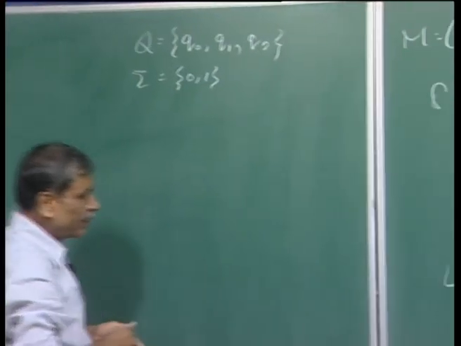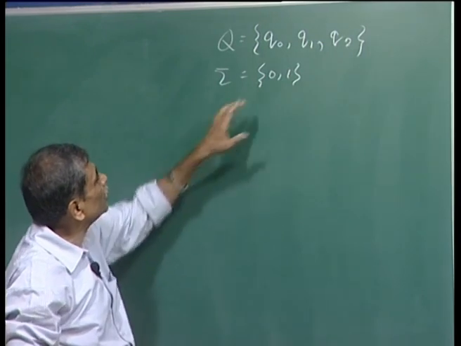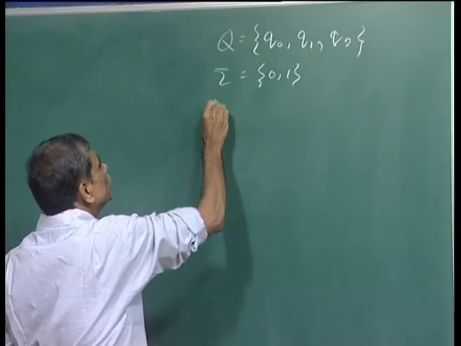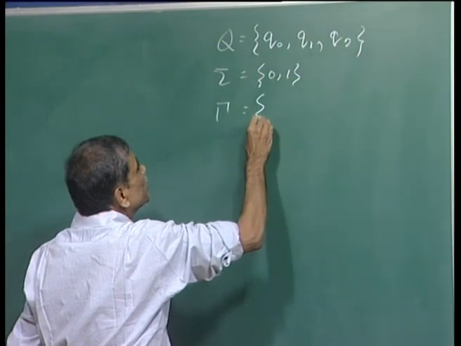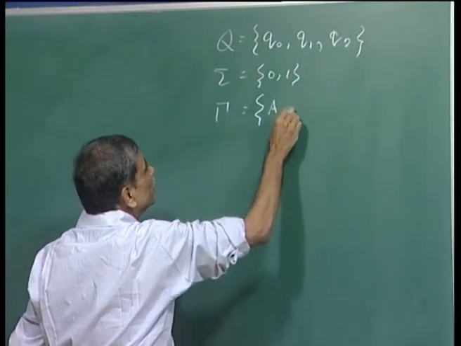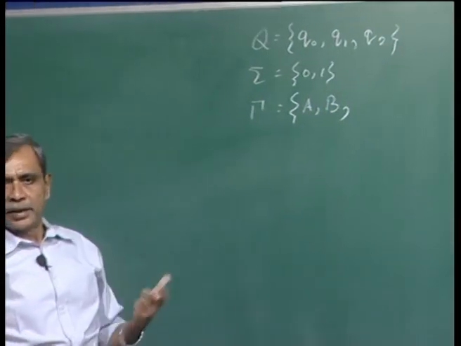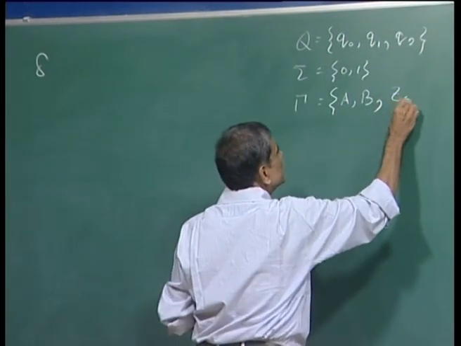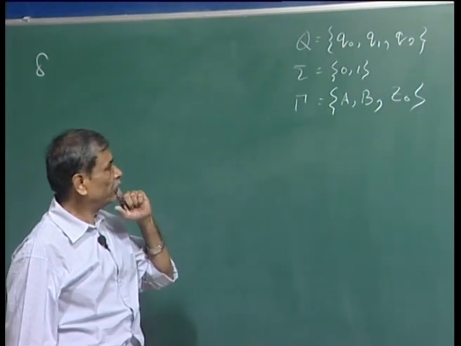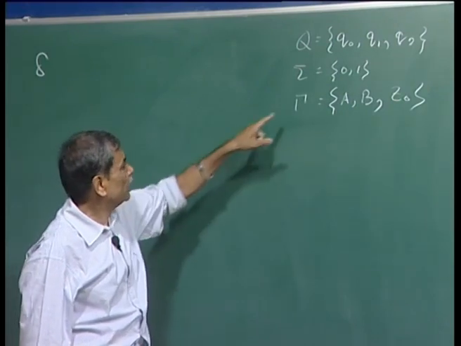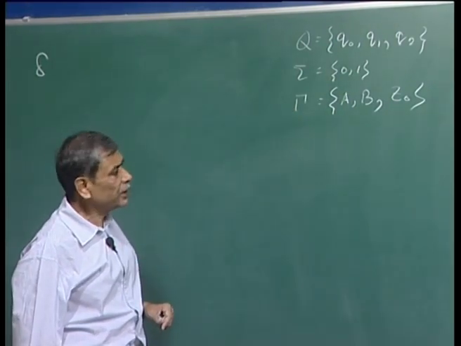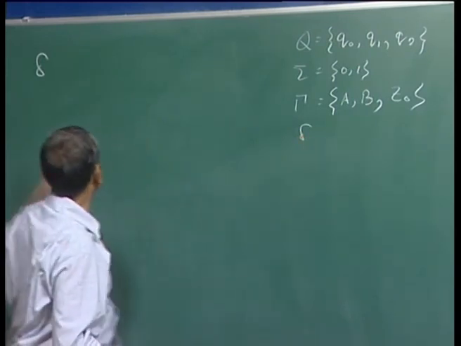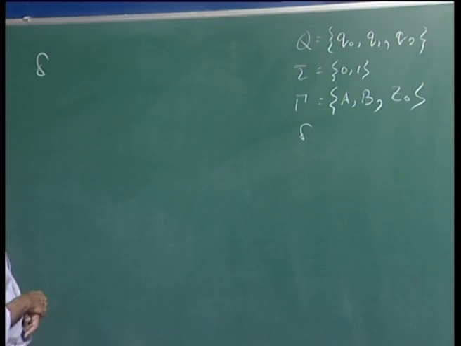Now, what I indicated in the previous example, that we would use a stack symbol corresponding to 0 and a stack symbol corresponding to 1. So, for 0 we can use A, for 1 we can use B, and we will also need an initial stack symbol which we call, let us say, Z0. So, these are the three symbols which will constitute the stack alphabet. And now, the delta is what I should describe.